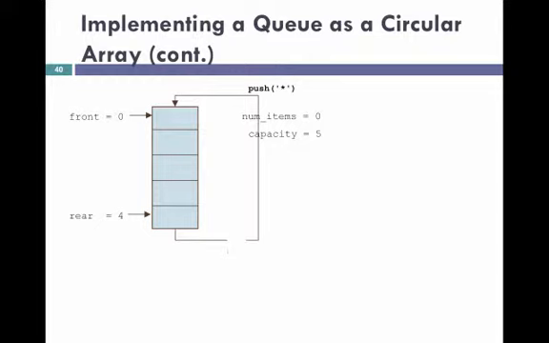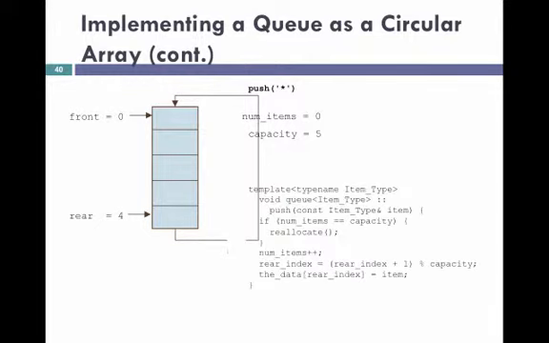So if we push a star, here is our push method, and we can follow the code to see what happens. We first check to see if we're at the capacity. Since we're not, we increment the number of items to be 1, add to the rear index, and we insert the item. So there goes our star.